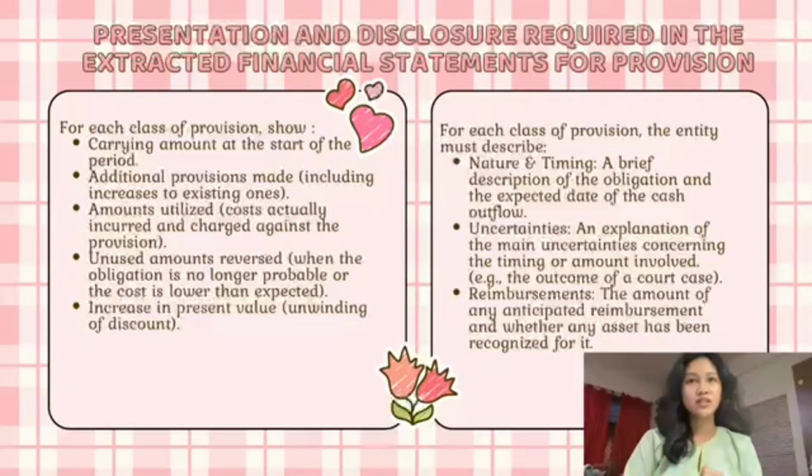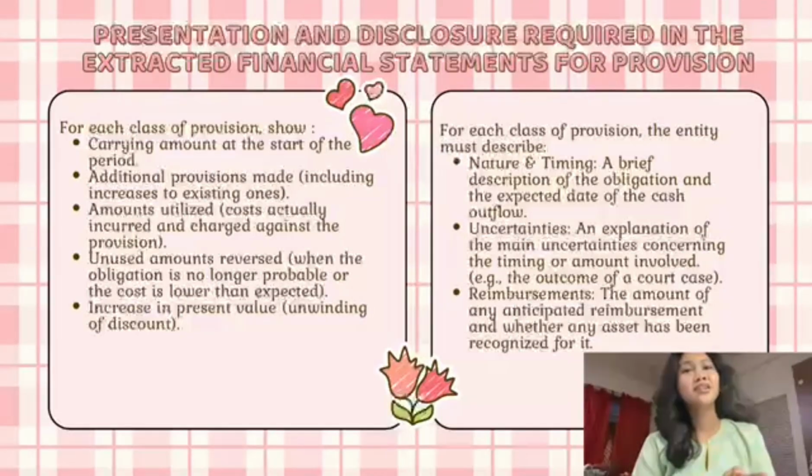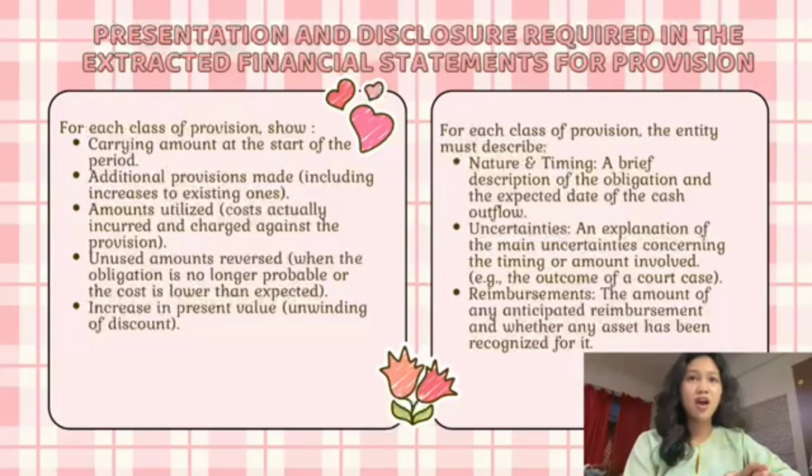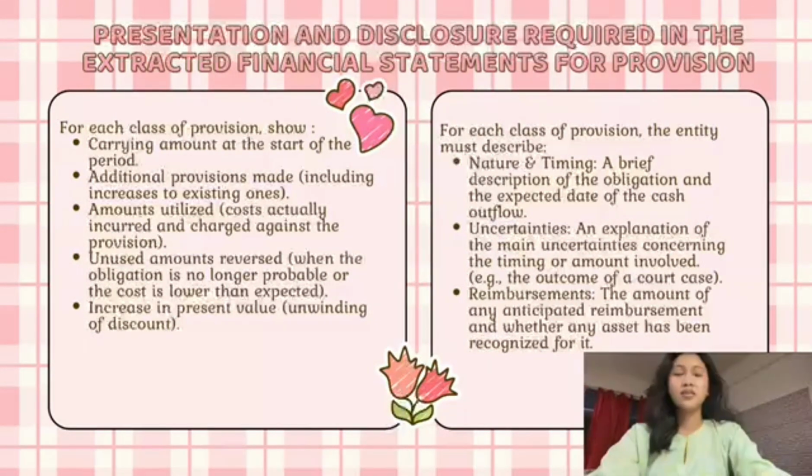For each class of provision, the entity must show several key movements. First, the carrying amount at the start of the period. Second, any additional provision made, including increases to existing ones. Third, the amount utilized, which are the costs actually incurred and charged against the provision. Fourth, any unused amounts reversed when the obligation is no longer probable or costs are lower than expected. And finally, the increase in present value, also known as the unwinding of the discount. Third is reimbursement, the amount of any anticipated reimbursement and whether any asset has been recognized for it.